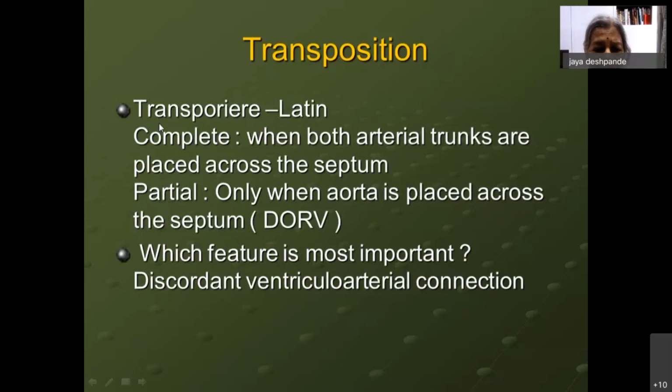Actually, transposition is derived from the Latin word transponere. You can describe it as complete when both the arterial trunks are placed across the septum, and partial only when the aorta is placed across the septum, as you get in double outlet right ventricle. However, which is the most important feature? Discordant ventriculo-arterial connection is the most important feature of transposition.